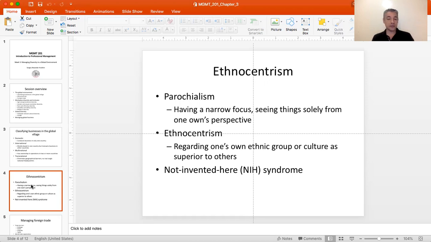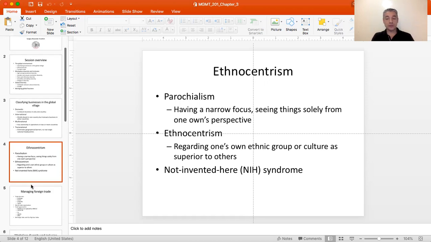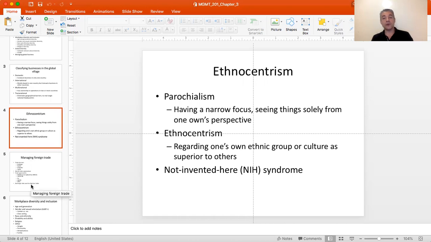Ethnocentrism is a slightly different thing. So here, you simply have a preference for your own, right? Then you regard your own ethnic group or culture as superior to others. And if you come from this perspective, then you may travel, right? You may sample different products that come from someplace else, but you are unwilling to admit that something that comes from elsewhere could be superior to what you have in the house.